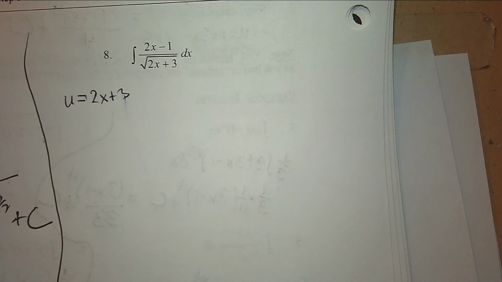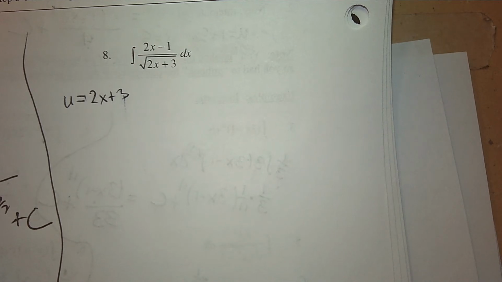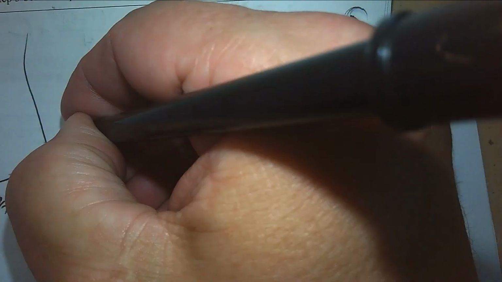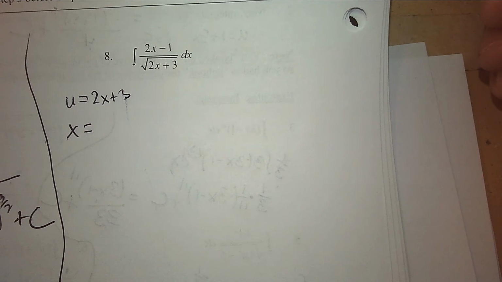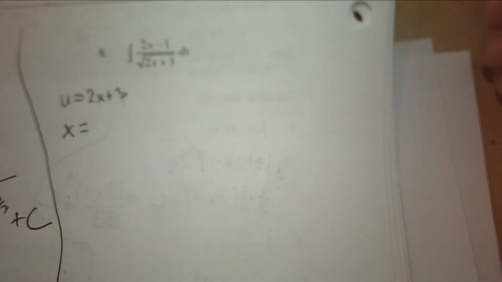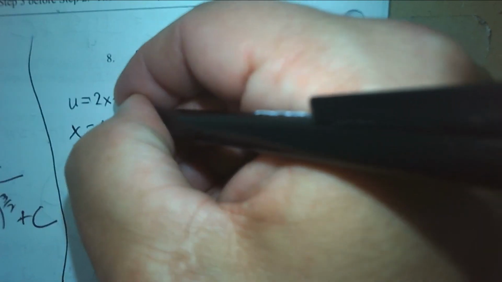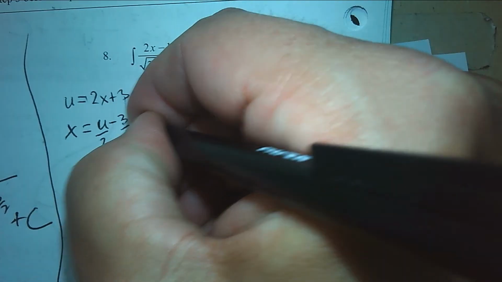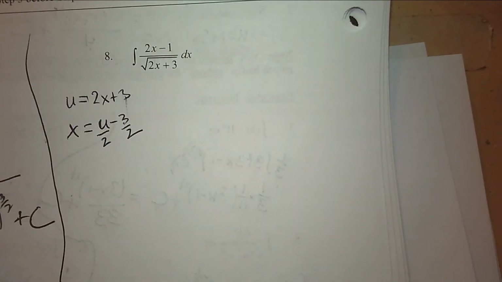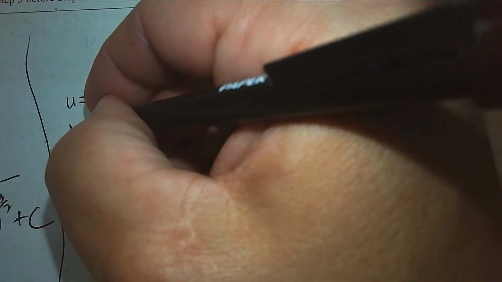What does x equal? No. What does x equal? So you subtract, so it's u subtract 3 all over 2. It might be helpful to separate it. So that's really 1/2 u, right?